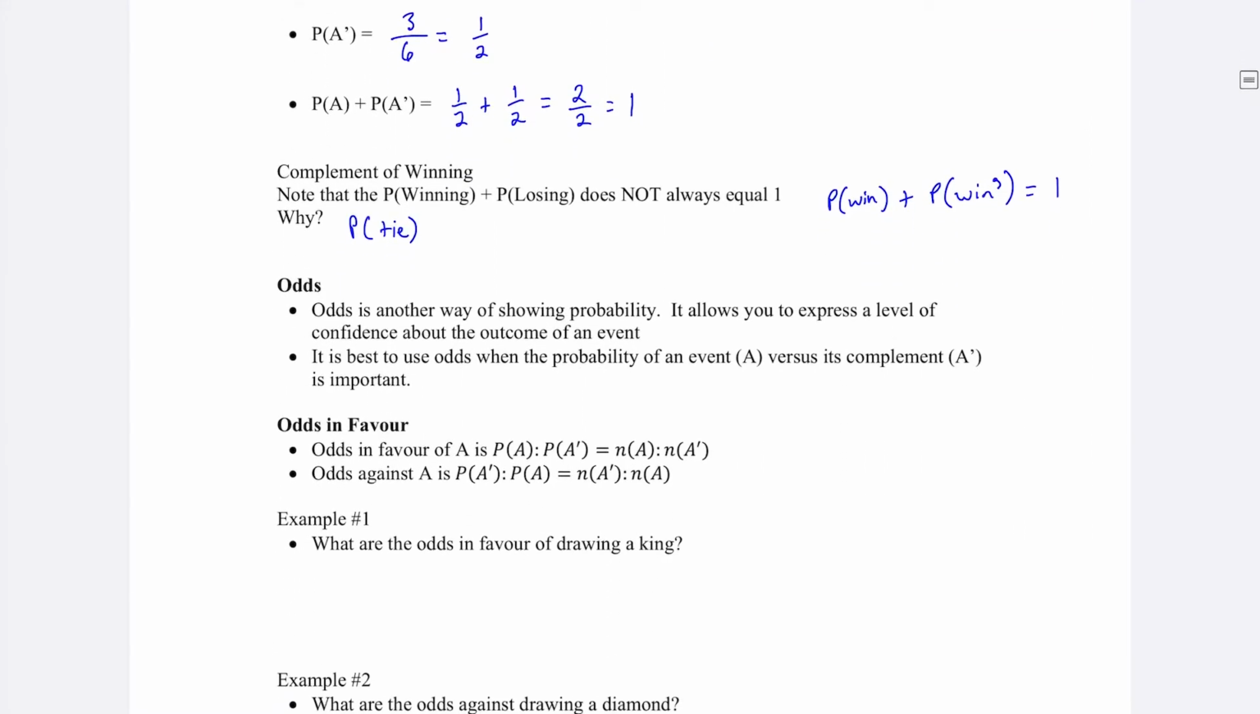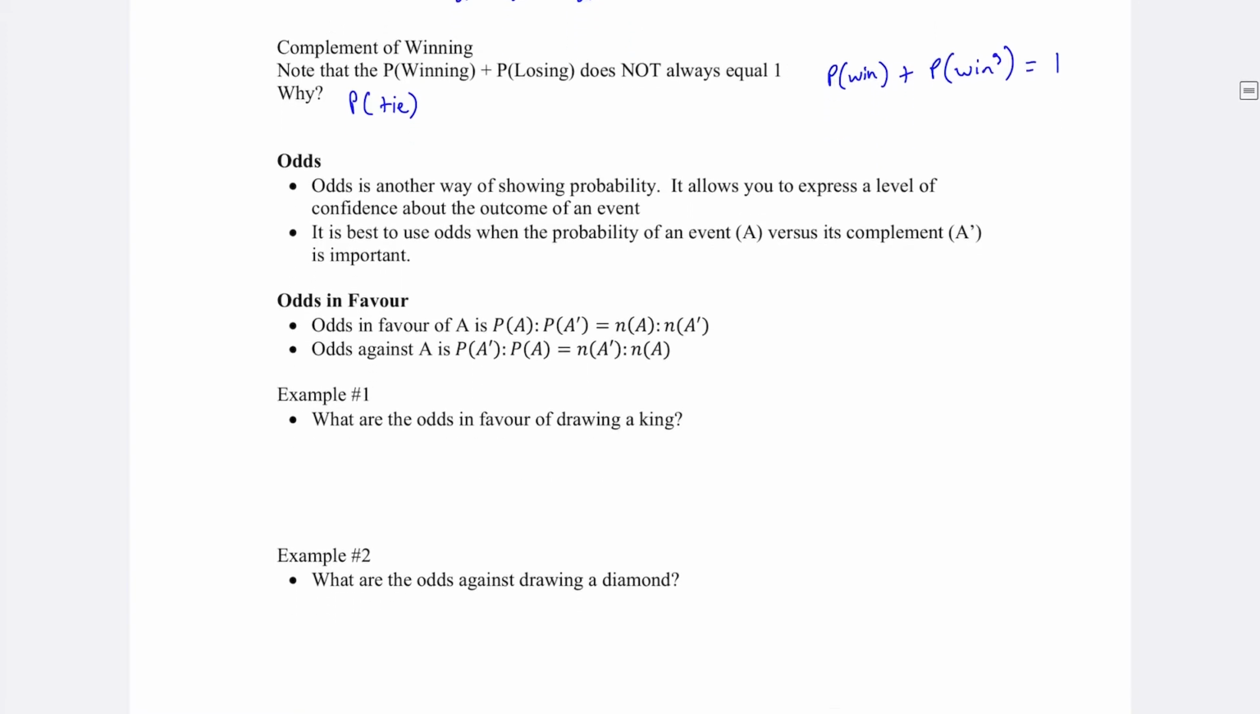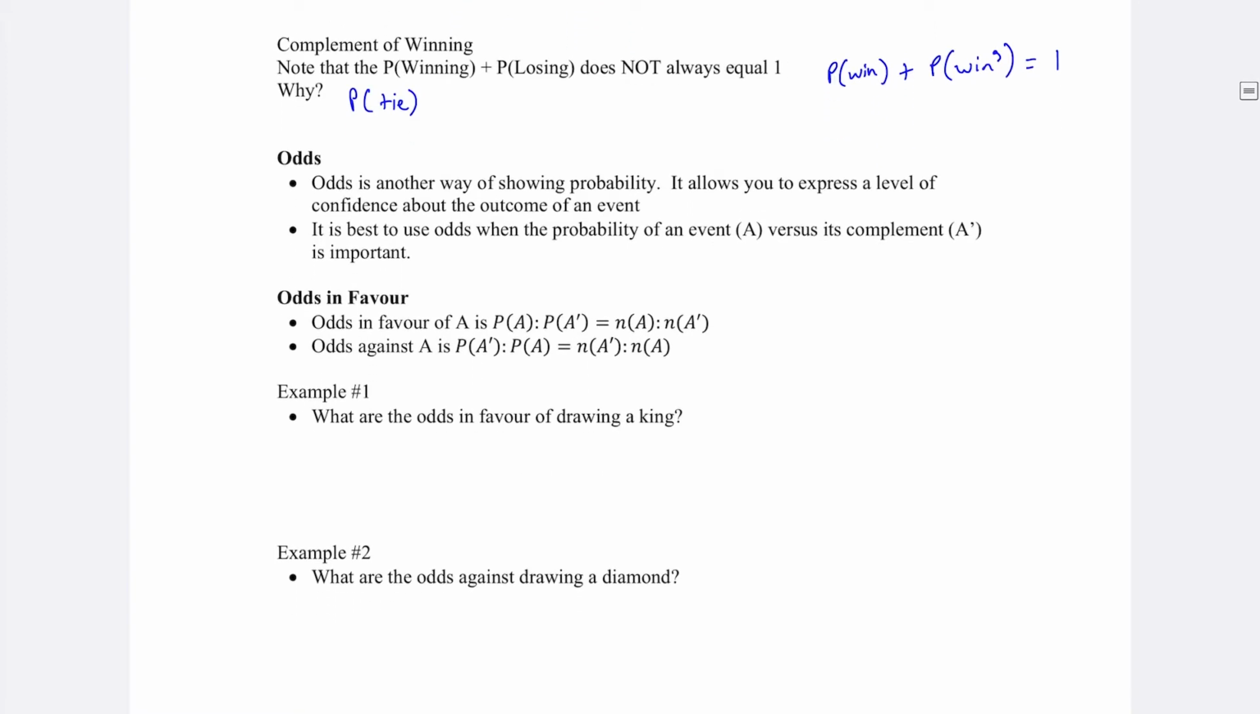Odds is another way of showing probability. It allows you to express a level of confidence about the outcome of an event. It is best to use odds when the probability of an event, A, versus its complement, A prime, is very important. So, odds in favor. Odds in favor of A is the probability of A to the probability of the complement of A. Or we could say it's the number of events in A to the number of events in the complement of A. Odds against A is the reverse of the odds in favor.